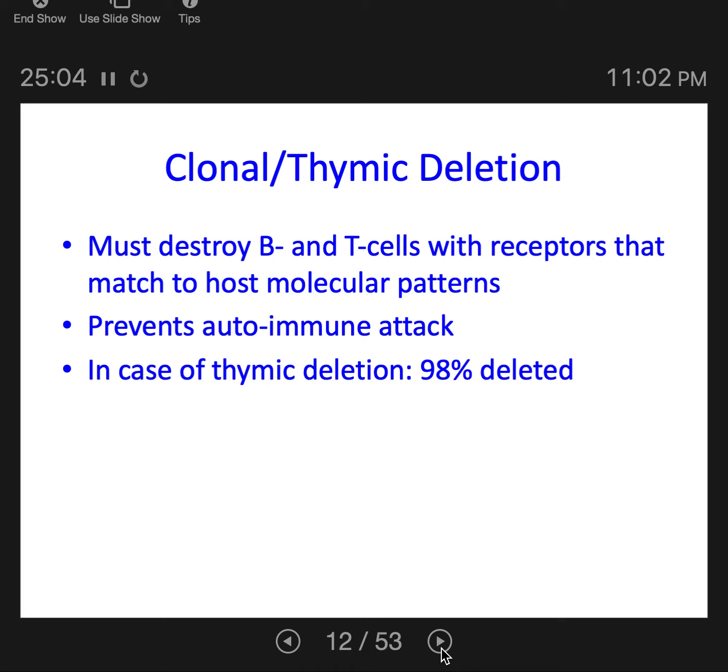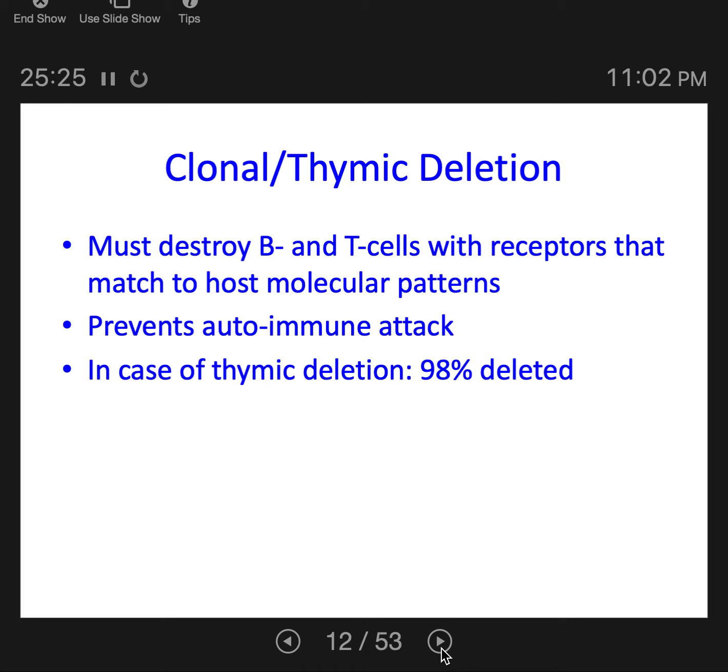In clonal deletion and in thymic deletion, the B cells and the T cells are tested before they're released into your body. They're tested to make sure that they don't bind with proteins on your normal cells. If they do, they're destroyed and they're never released into your body in the first place. So that prevents autoimmune attack.